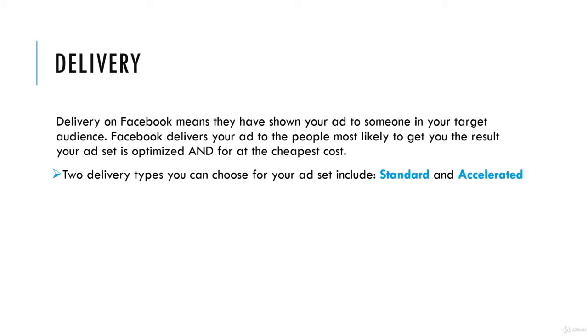Delivery on Facebook means they have shown your ad to someone in your target audience. Facebook delivers your ad to the people most likely to get you the result your ad set is optimized for, and at the cheapest cost. The two delivery types you can choose from for your ad set include standard and accelerated. One note though, you can only choose accelerated delivery if you're using manual bidding, not automatic bidding.